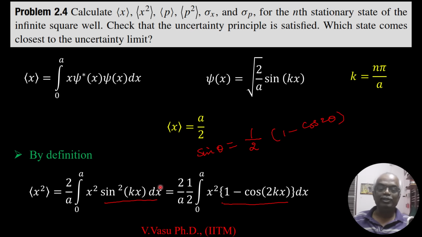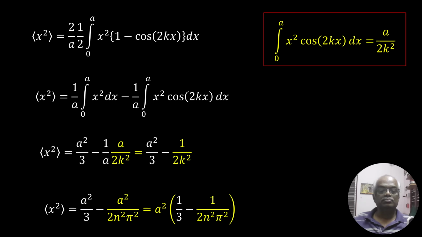So now we will proceed with this. Now we got this relation. The expectation value of x squared is 2 over a, 1 over 2, then this integral part. Now here you can cancel this 2 and 2. So this will become 1 over a, then x squared. You bring x squared inside the bracket, then this will become x squared dx, and of course 1 over a, this x squared cos 2kx dx.